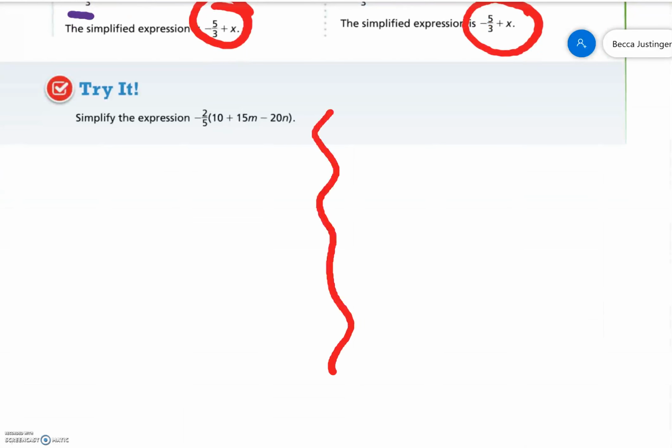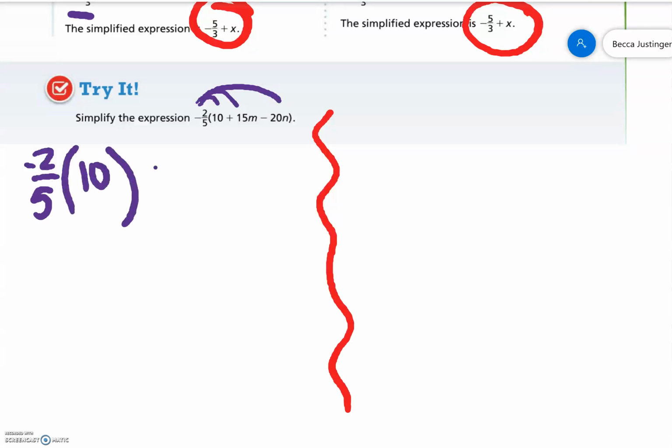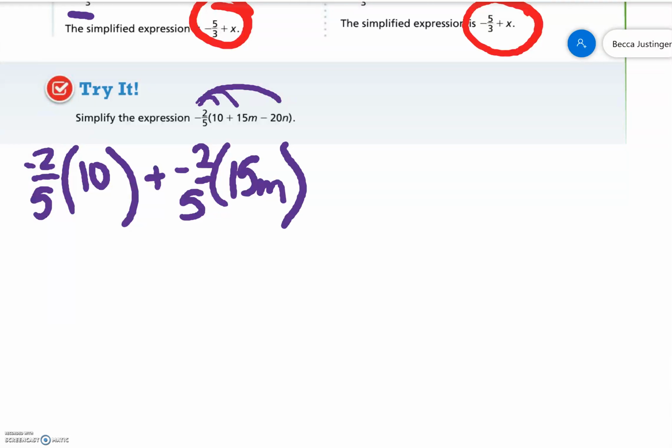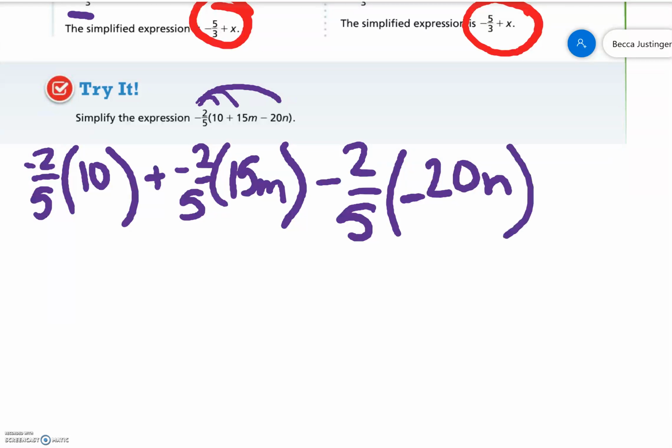So we can try both ways here. First way was to distribute first. Okay, so I'm going to distribute negative 2/5 times 10 plus negative 2/5 times 15m. Minus 2/3 times negative 20n. Okay, negative 2/5. Okay, I'm going to put this over 1.